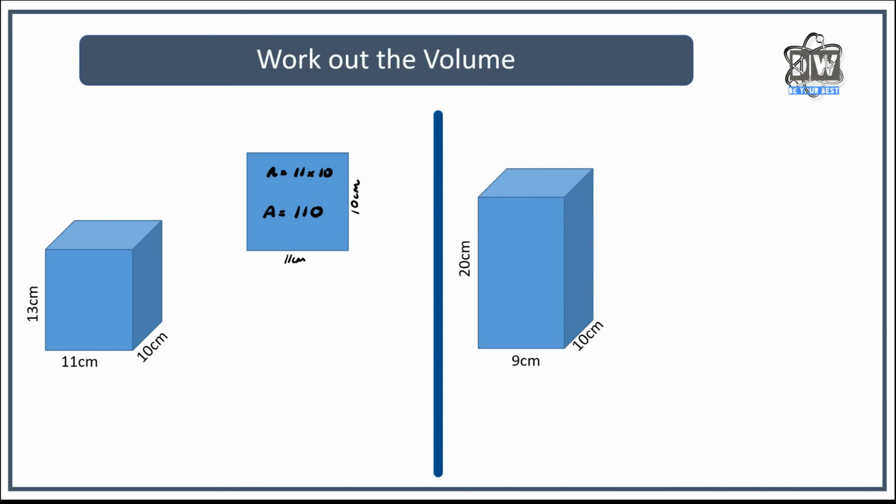And then all we do to find out the volume is take our 110 and times it by the height of our shape. So volume equals 110 times 13, and that will give us our answer of volume equals 1,430 centimeters cubed. Do not forget the cubed.